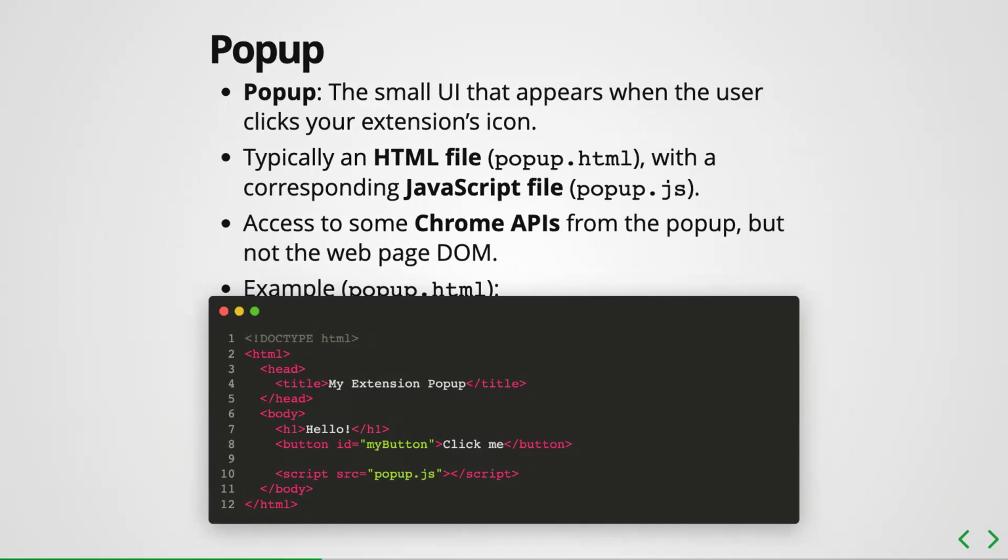And then finally, the pop-up is the small UI that appears when the user clicks your extension's icon. It's typically an HTML file with a corresponding JavaScript file. It has access to some of the Chrome APIs from the pop-up, but not the web page DOM.